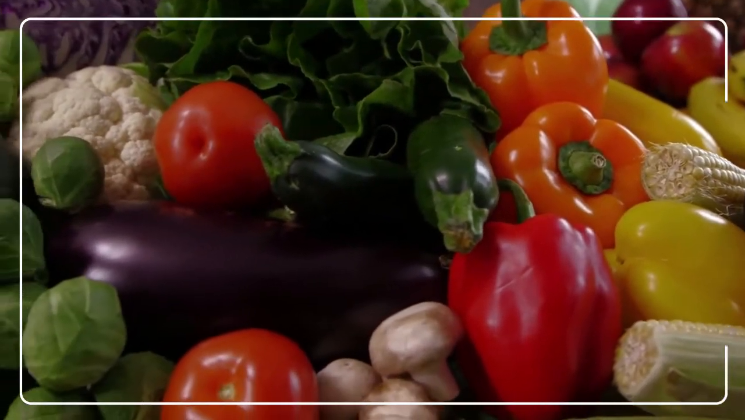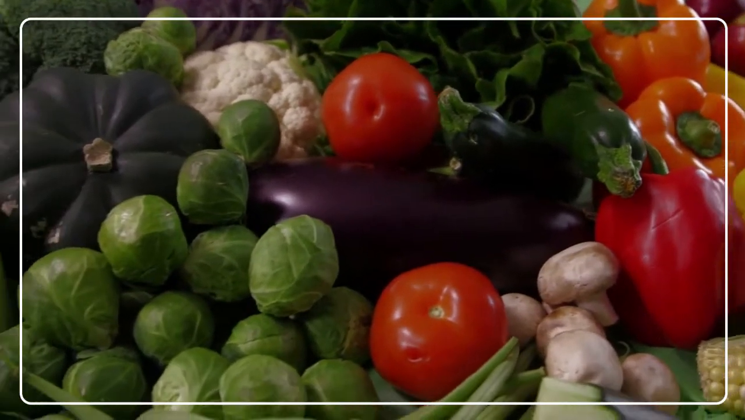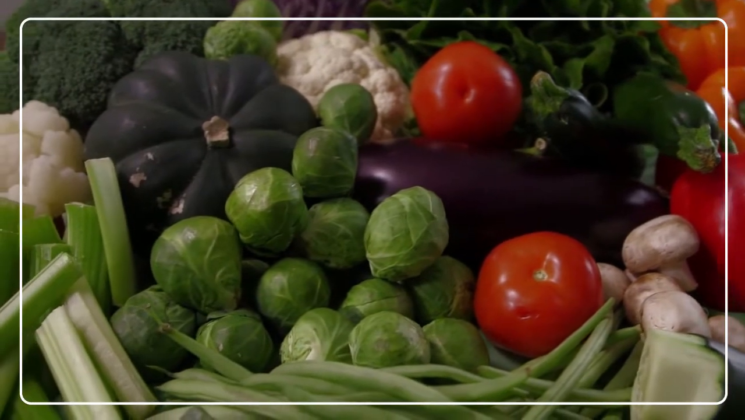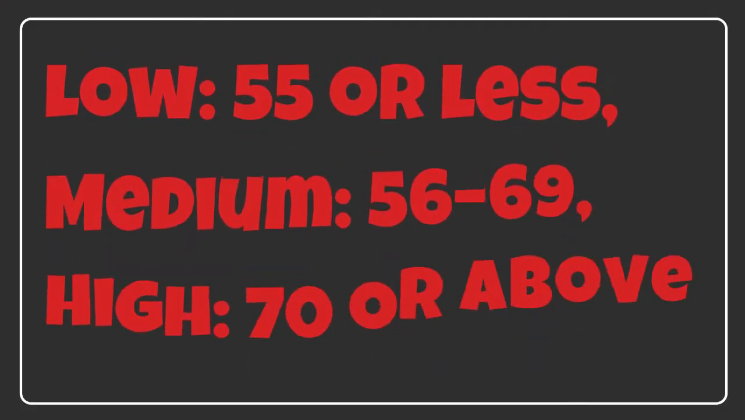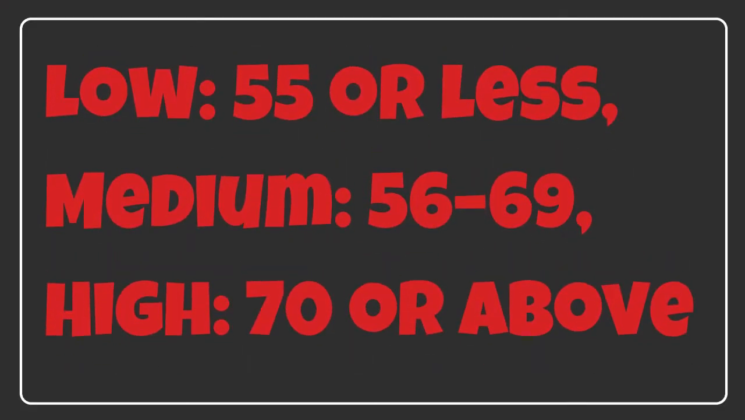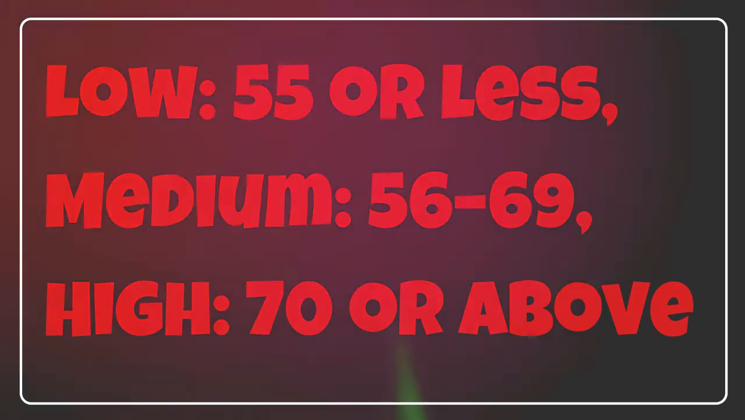Foods are classified as low, medium, or high glycemic foods and ranked on a scale of 0 to 100. The lower the glycemic index of a specific food, the less it may affect your blood sugar levels. Here are the 3 glycemic index ratings: low, 55 or less; medium, 56 to 69; high, 70 or above.